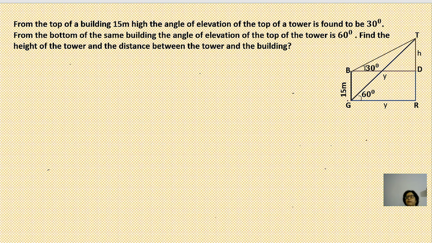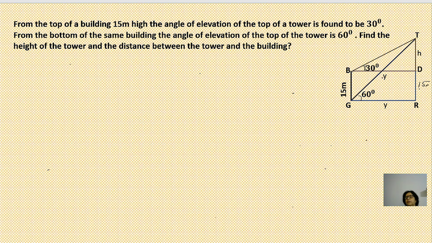This is the bottom of the building, this is the top of the building, and this is the bottom of the building. From the top, the angle of elevation is 30. From the bottom, the angle of elevation is 60. Now TD I have taken as H over here. Now if you look at this figure very carefully, BDRG becomes a rectangle. This is horizontal, this is horizontal. So this length also becomes equal to 15 meters.